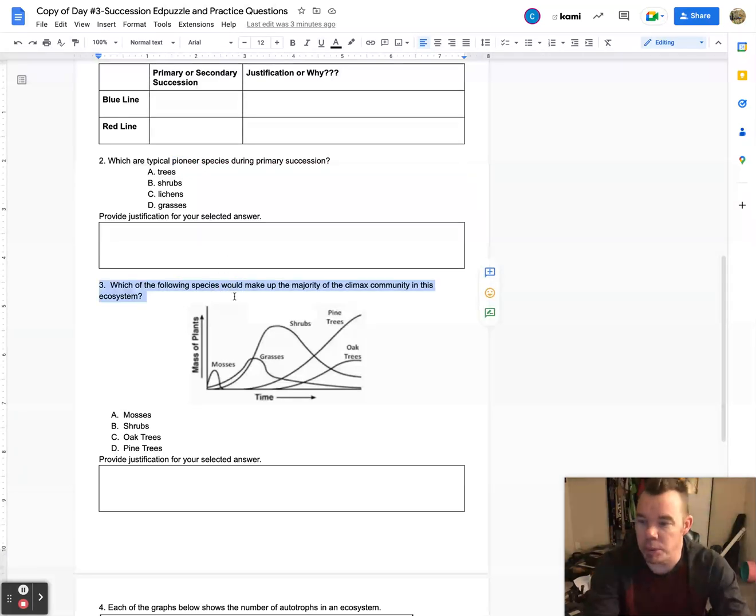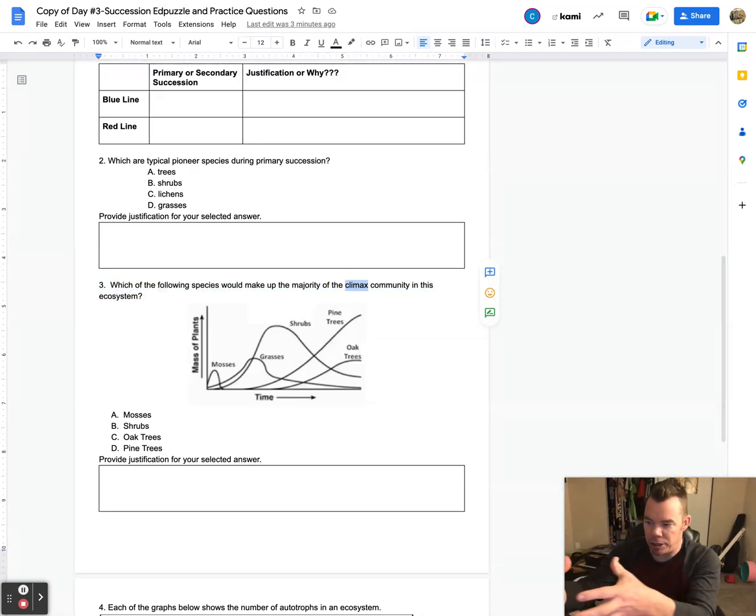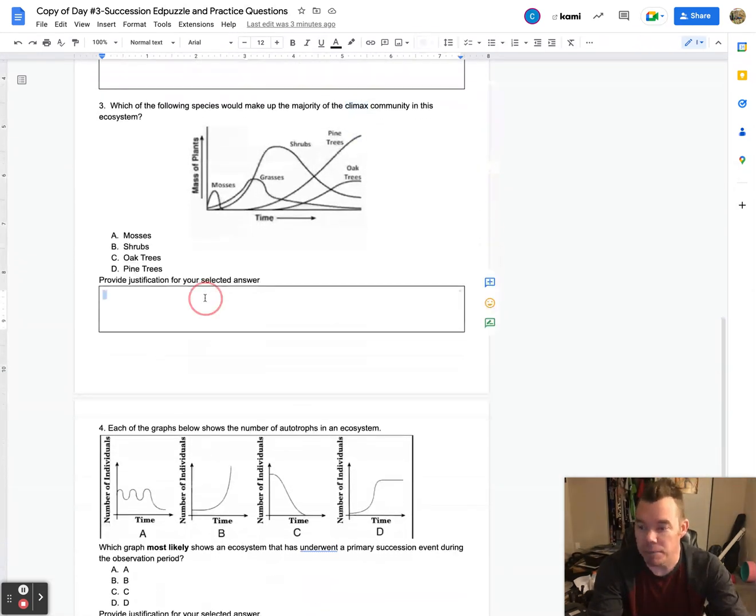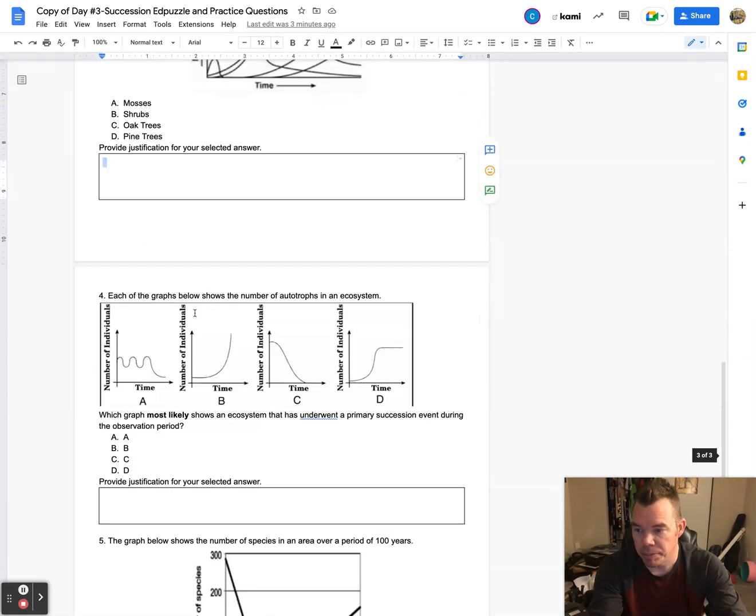Which of the following species make up the majority of a climax community? A climax community is where, as primary and secondary succession go, it becomes really stable. Think about the redwood forest, the redwood trees in California that have been there for a long time. That's a climax community: very little change, really stable. That's what we're talking about there. Then give me some justification. Why did you choose A, B, C, or D?